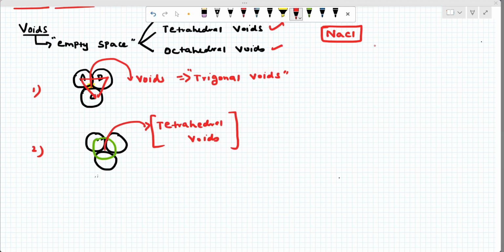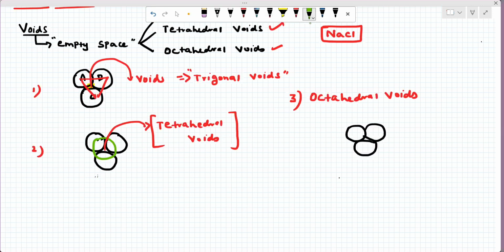Now the third one, very simple: octahedral voids. This is a cube. Octahedral means six atoms. Here is 1, here 2, this is 3, and opposite to them on the top are the other three. The empty space in the middle is called the octahedral void. You got the point? That is the pictorial basis.